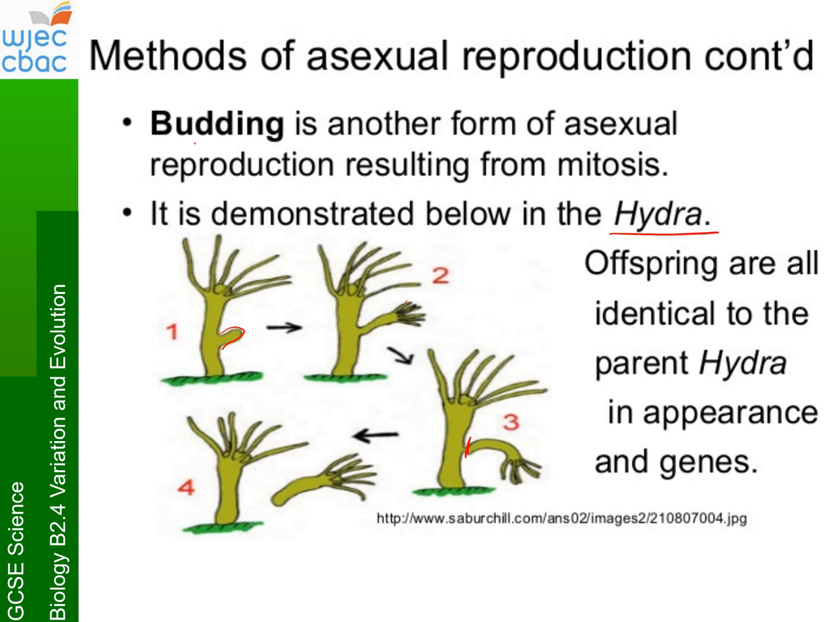Yeast also reproduce by budding. So when you were in year 7, you will have seen yeast in a video underneath the microscope, and the yeast cells look like they're creating a little bubble on the side, and that bubble will grow into a new yeast cell. So put a sentence describing that Hydra reproduced by budding.